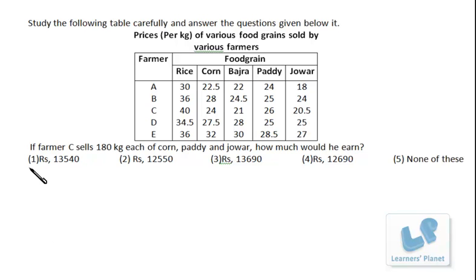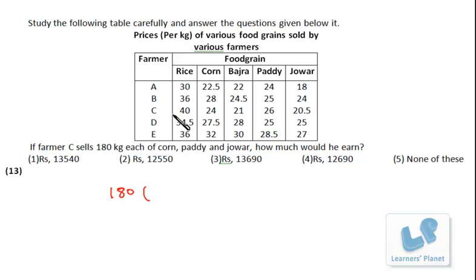Now, farmer C sells 180 kilogram each of corn, paddy and jowar. How much did he earn? Now each and every quantity is 180, so take 180 as common. Do not write the two steps. Now it's 180 into price of corn, 180 into paddy and 180 into jowar, and all the three data will be added, right? So I had taken 180 as common, so I just have to add the prices of corn, paddy and jowar, right, for farmer C.